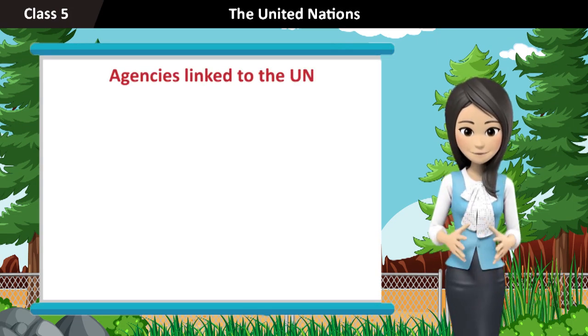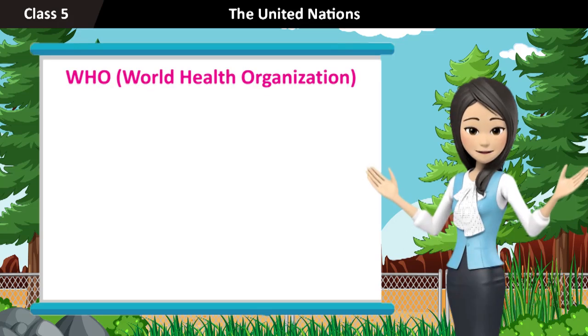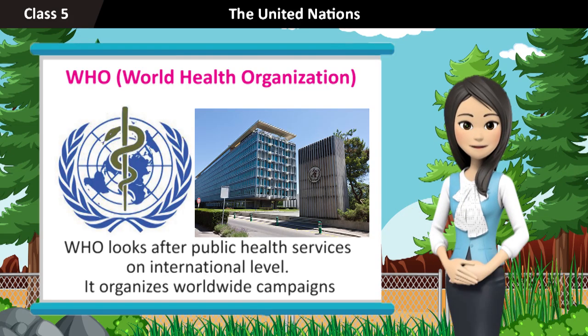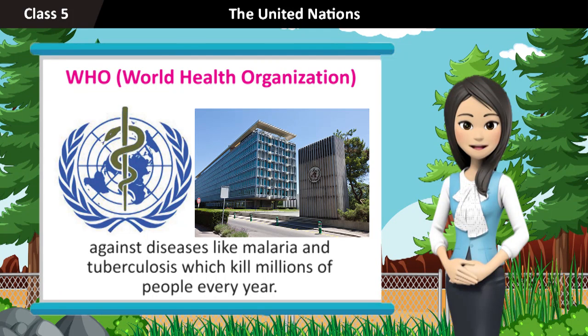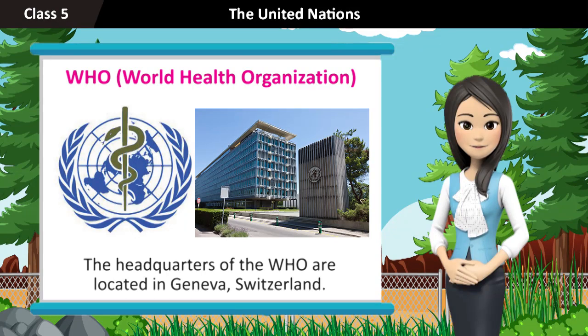Agencies linked to the UN. The UN has several agencies which work on world problems. WHO, World Health Organization. WHO looks after public health services on international level. It organizes worldwide campaigns against diseases like malaria and tuberculosis, which kill millions of people every year. With its help, smallpox has been eradicated. The headquarters of the WHO are located in Geneva, Switzerland.